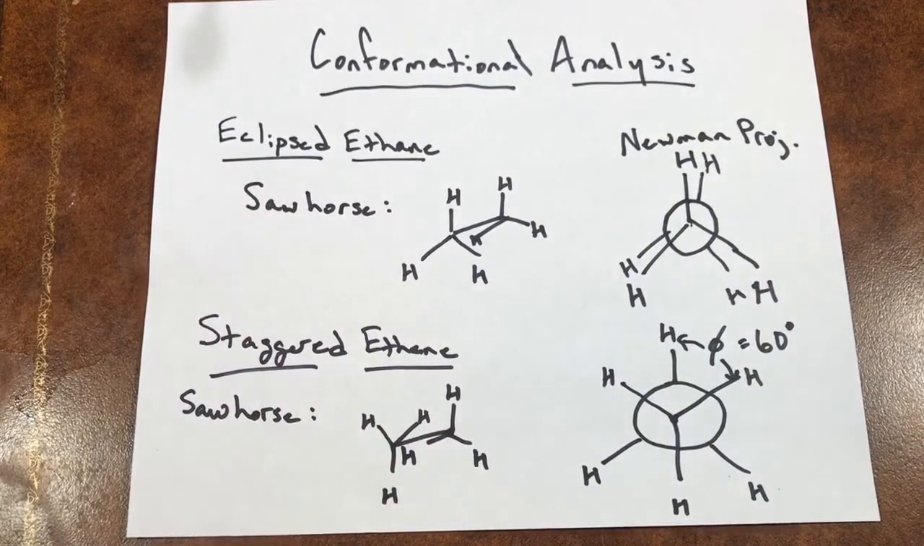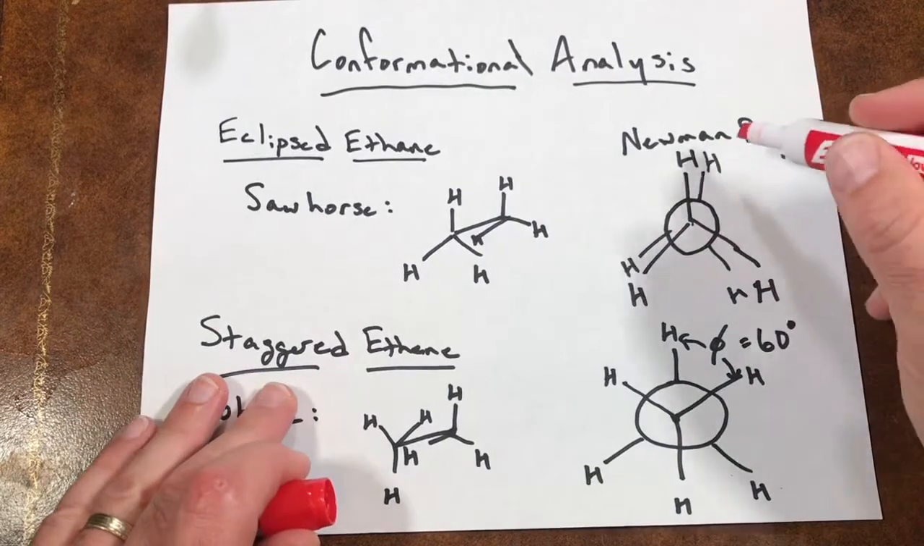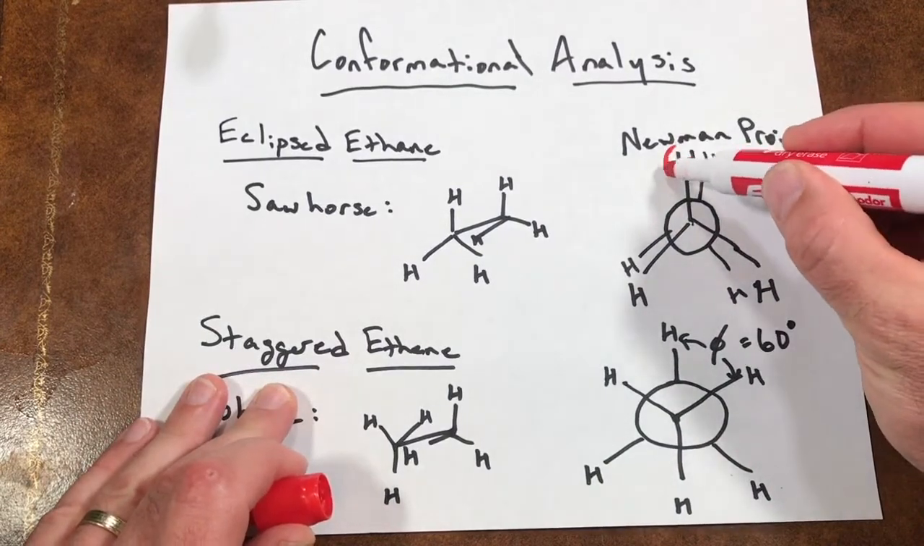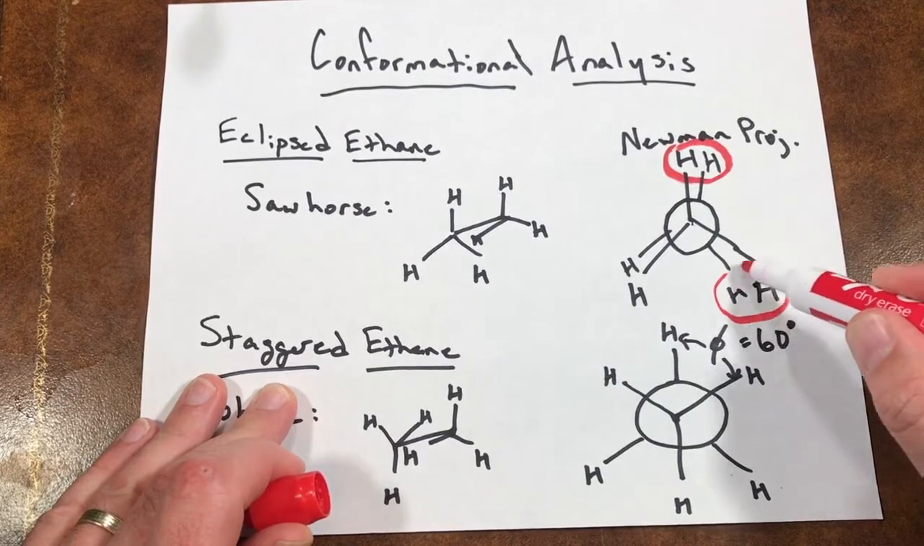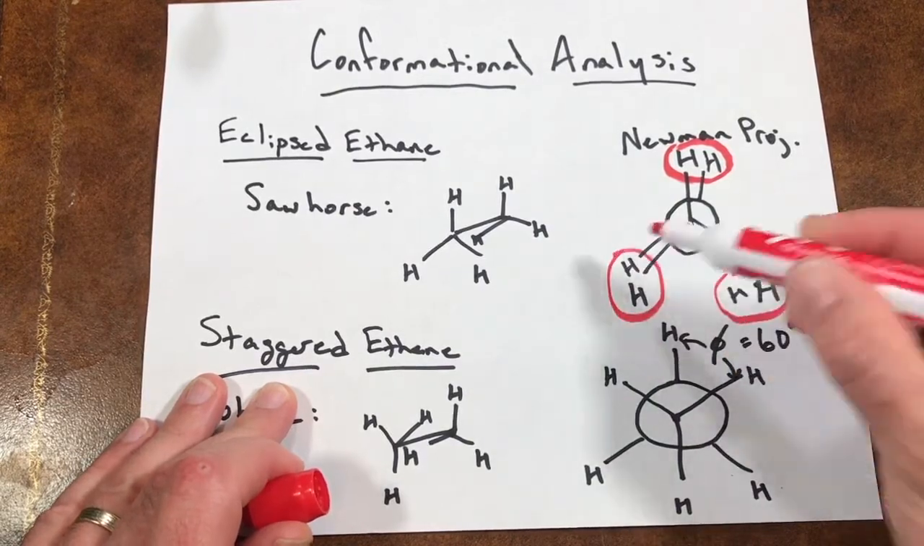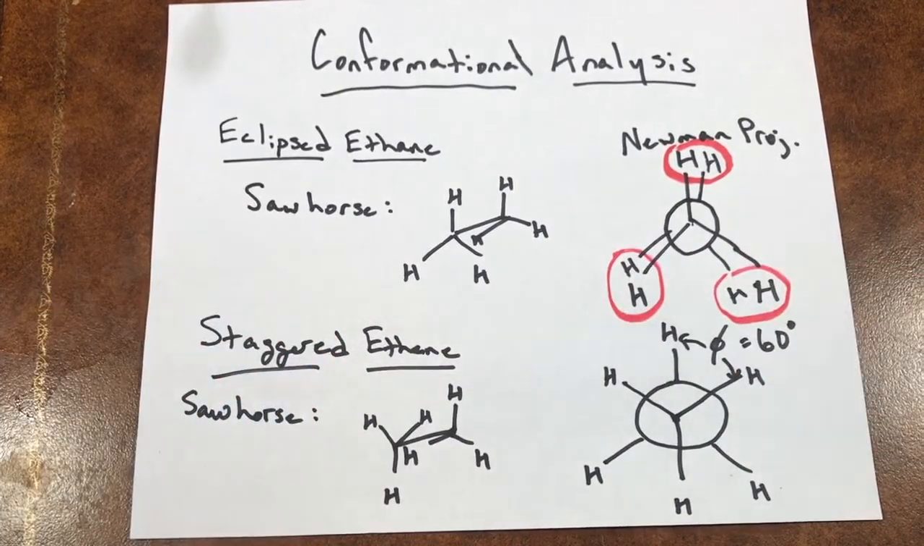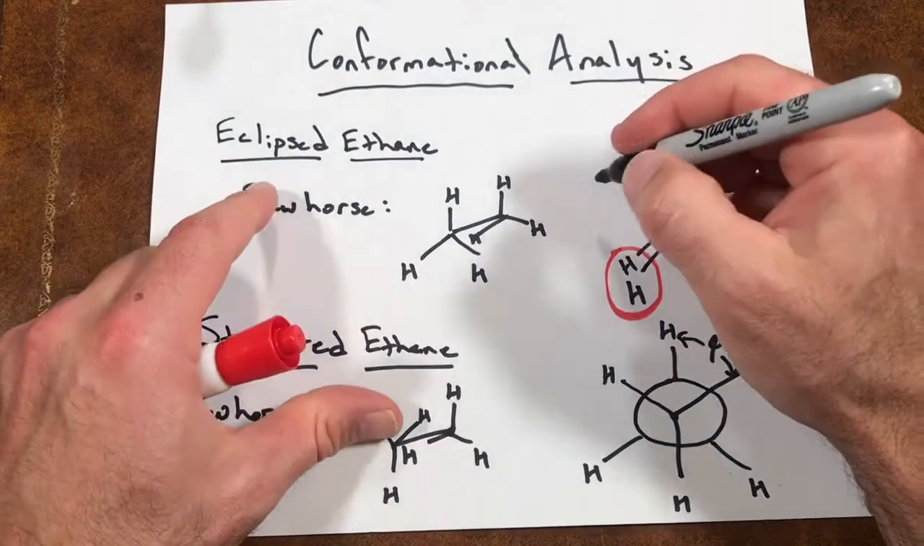Maybe I'll switch to a different color so it can be highlighted a little easier. So it turns out that there is an energetic cost any time you have eclipsed hydrogens. So here are all my eclipsed hydrogens. It turns out every single one of those eclipsing interactions is called torsional strain.